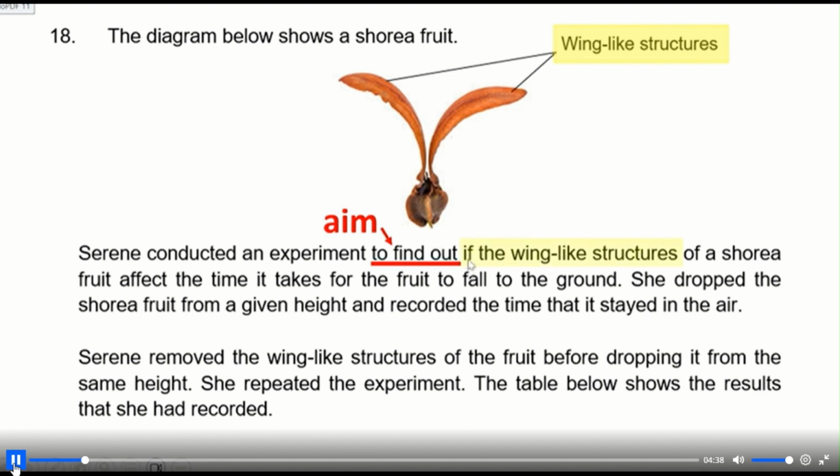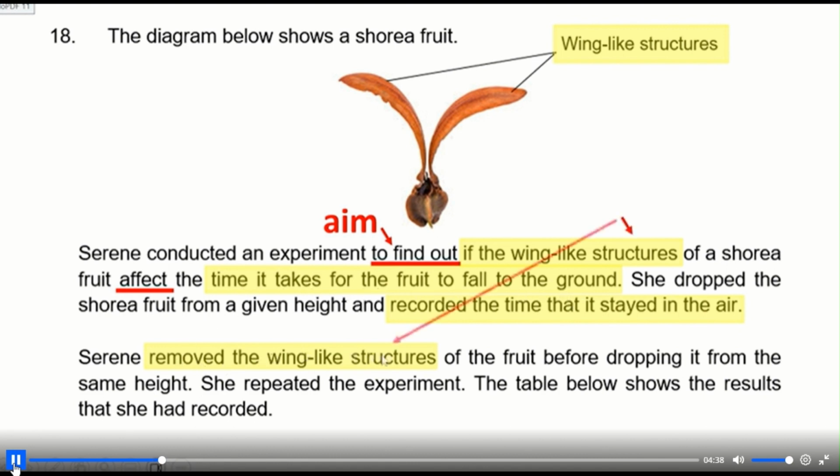So they are trying to find out if the wing-like structures of a shora fruit affect the time it takes for the fruit to fall to the ground. So this is the aim of the experiment, whether the wing-like structures will affect the time it takes for the fruit to fall to the ground. So she dropped the shora fruit from a given height and recorded the time that it stayed in the air. So by recording the time that it stayed in the air, they can find out the time that it takes for the fruit to fall to the ground.